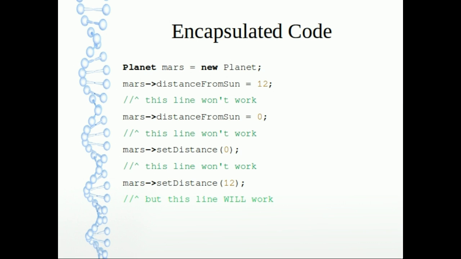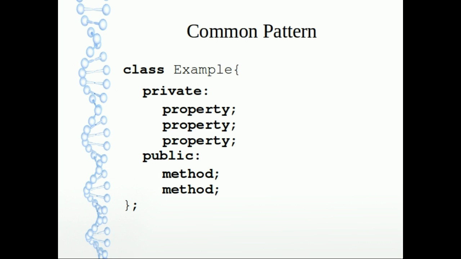We use the public method setDistance, and we pass in good data, which we know the method will accept, and the distance from the Sun property of the Mars object is then changed to 12. We can see how the use of encapsulation often leads to a common pattern of having all properties private and all methods public.